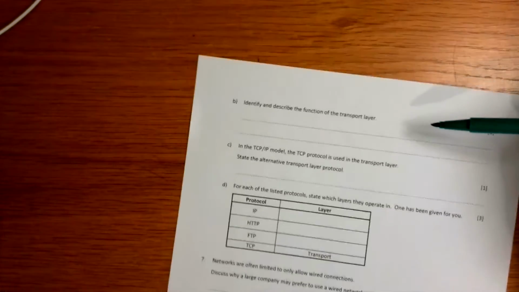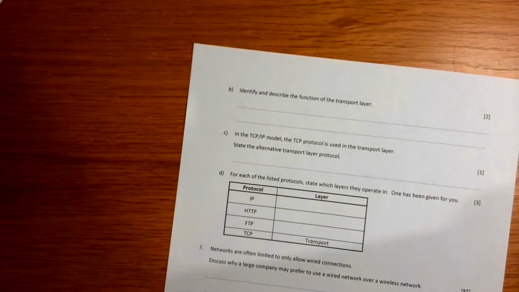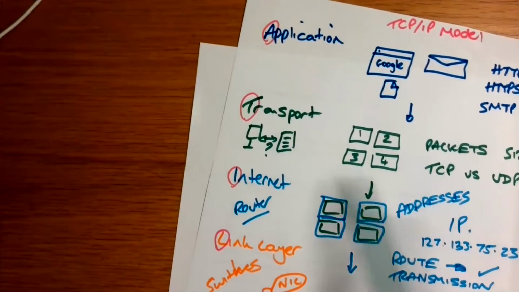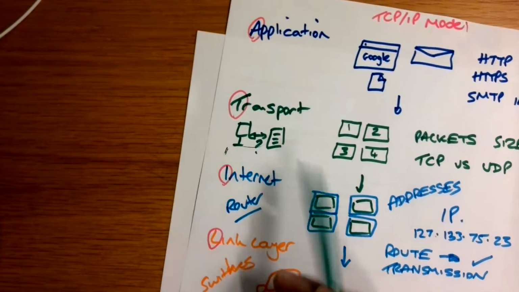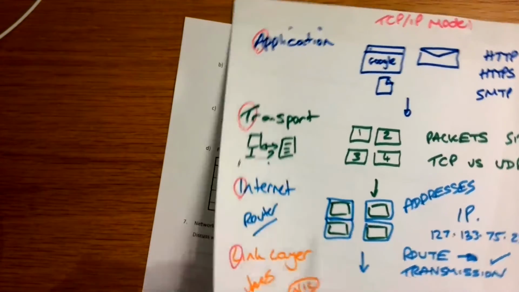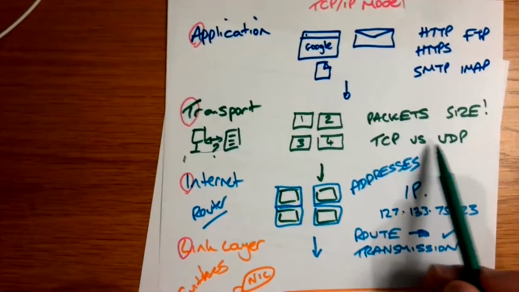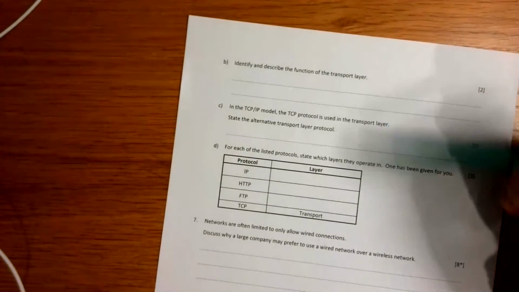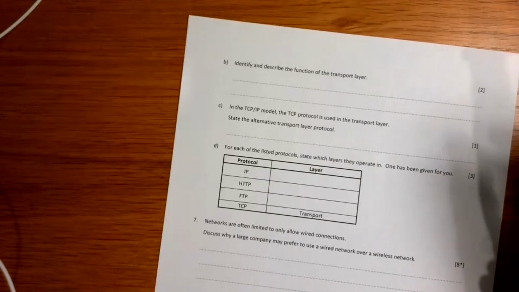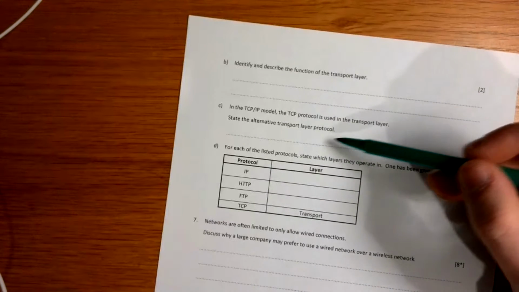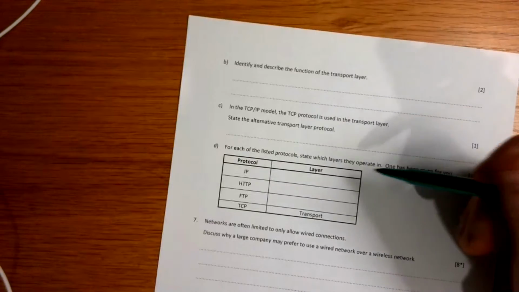Identify and describe the function of the transport layer. Well, let's go back to our diagram as it's here. The transport layer sets up the communication or agrees the communication between the host and a server or between the devices. And it agrees the packet size and whether it's going to use TCP or UDP for its communication methods. The TCP/IP model and the TCP protocol are used in the transport layer. State the alternative to the transport layer protocol. We've just done that, UDP.